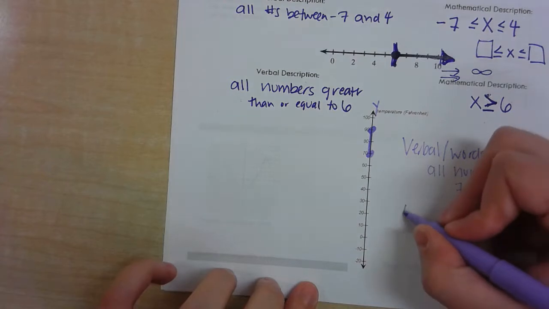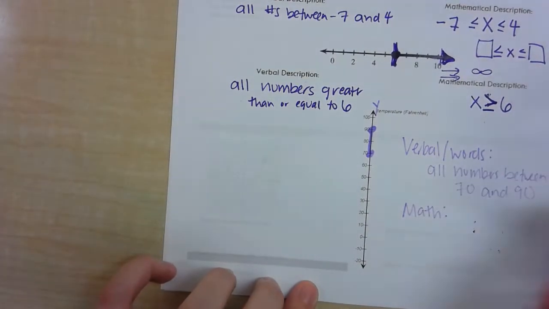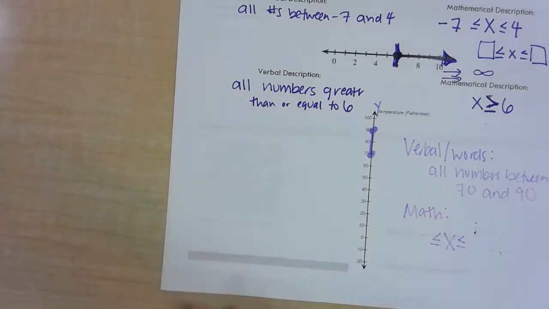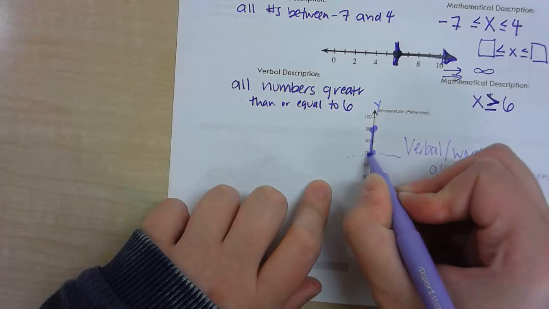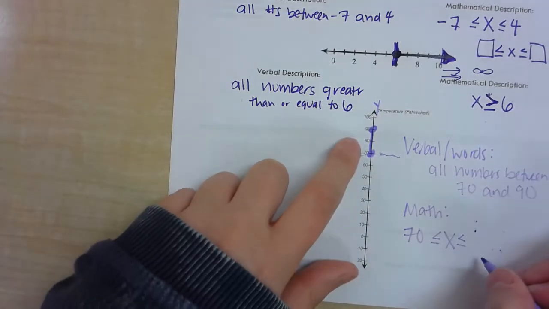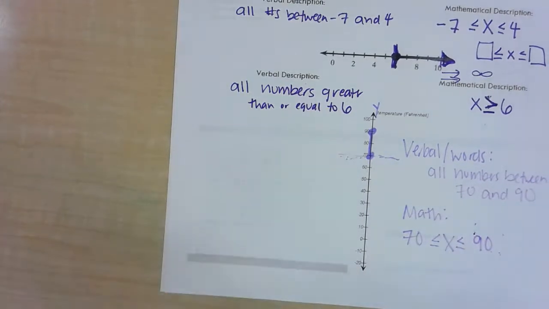Another way to think about that in terms of math, I'm going to set up my x. I'm going to set up my boundary saying that x is less than or equal to each of those numbers. And I know that my lowest one, so the one I want to write on the left side, is going to be 70. The one on the right side is going to be 90.